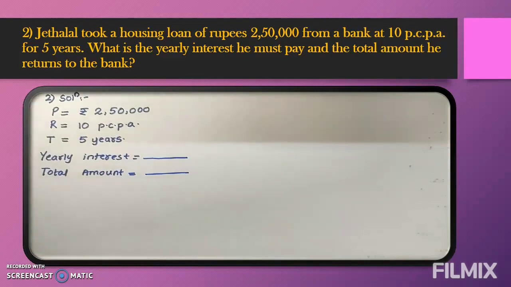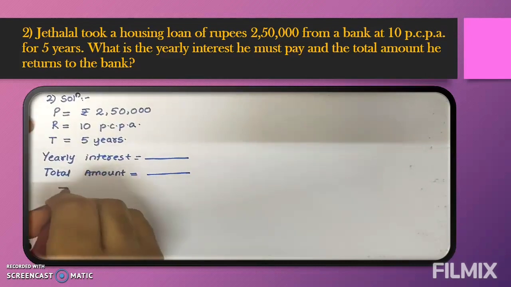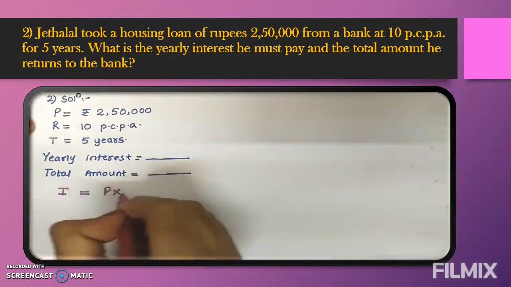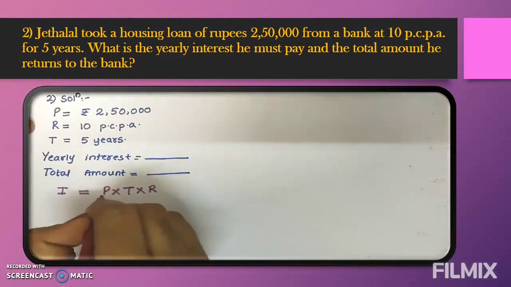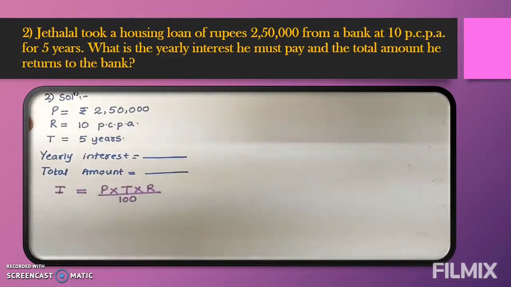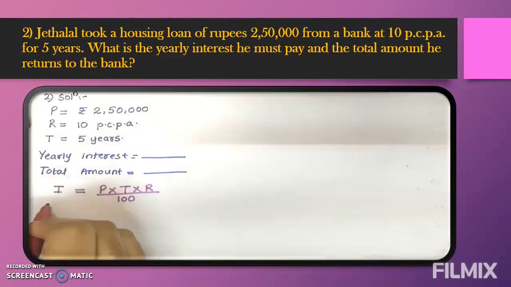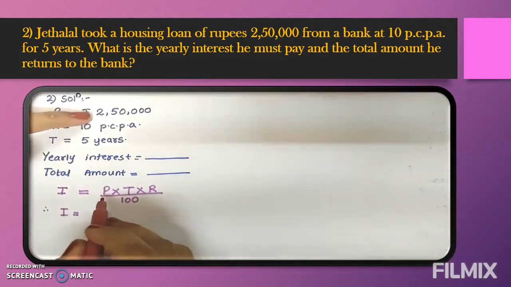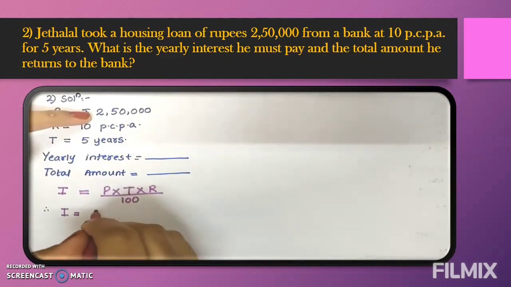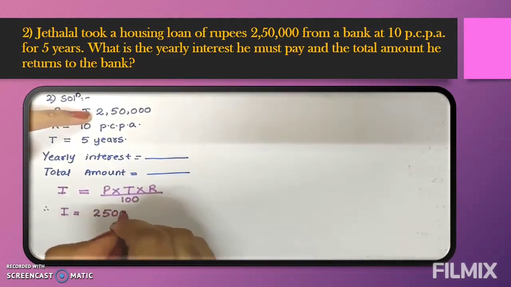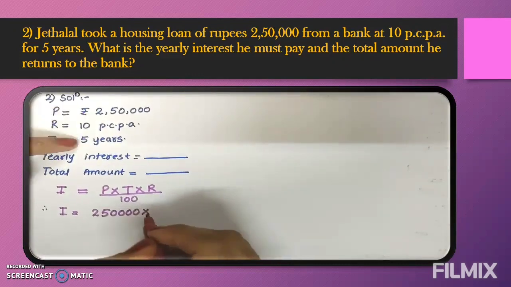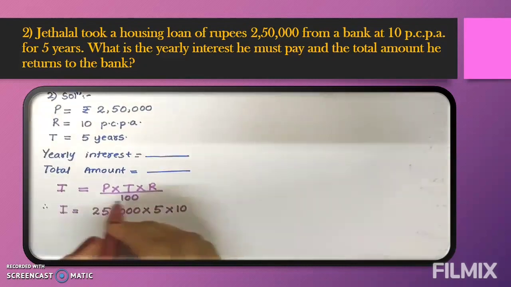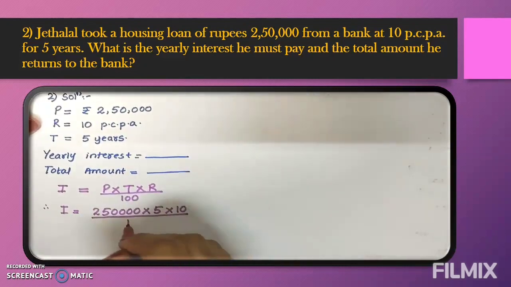Obviously P plus I, so we should have the value of P as well as the value of I. But we don't have the value of I. So first we will find out the value of I. What is the formula of I? PTR upon 100. So we will write P into T into R upon 100. Now substitute the values. I we don't know, so we will write this I same as it is. What is the value of P? P is 2,50,000. So for P we will substitute its value 2,50,000. Into T we will write 5, and into R is 10. So we will write 10. Upon 100 we will write same.